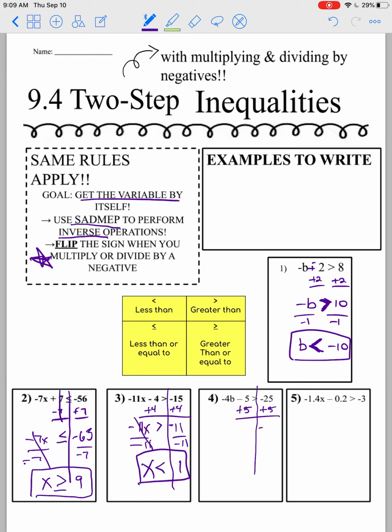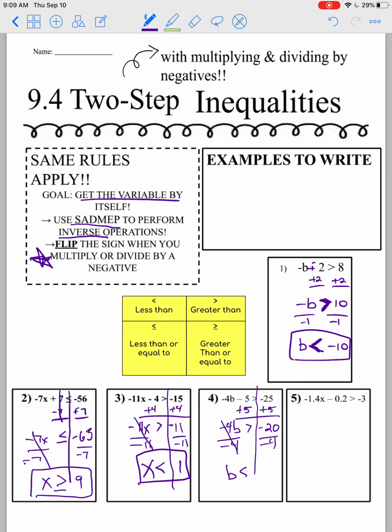Negative 25 has the larger absolute value. Sign is going to be negative. 25 minus 5 is 20. Here's my inequality. And I have negative 4b. Now, you divide both sides by negative 4 to separate it from that variable. I have b. Again, the inequality has to flip. It's pointing to the right.